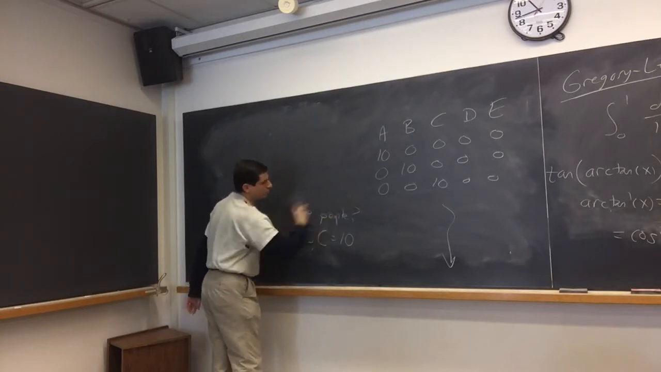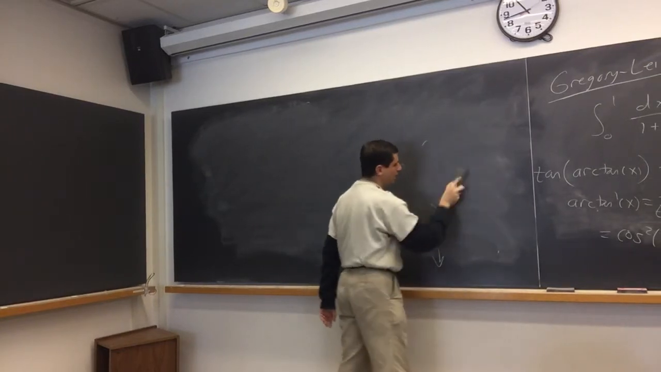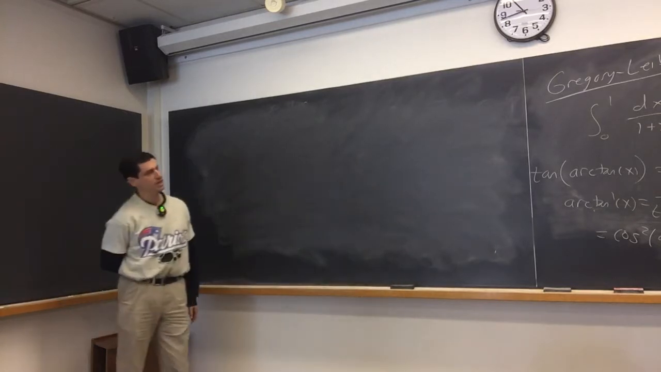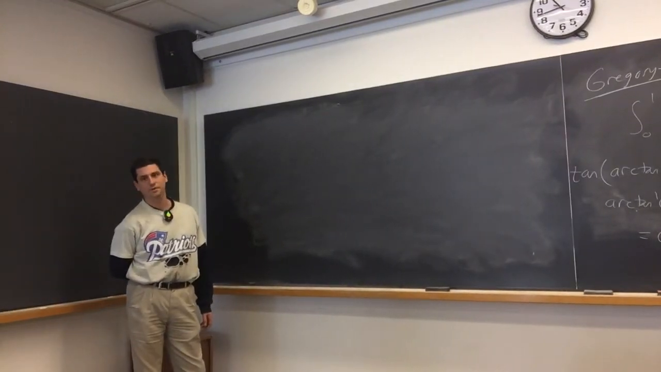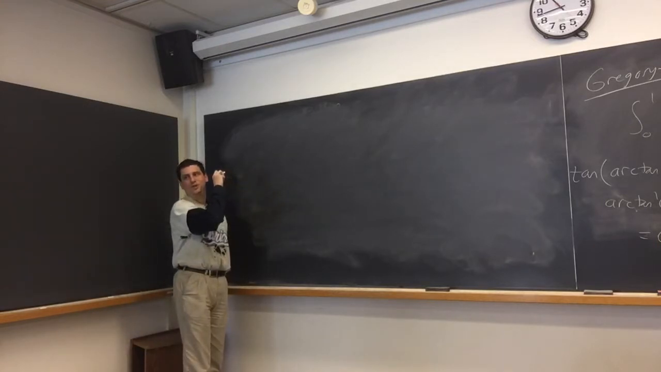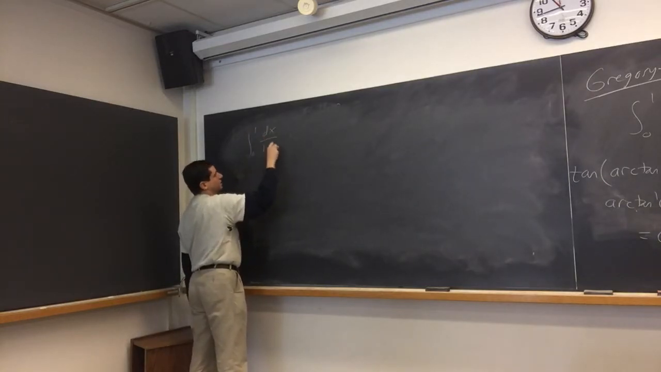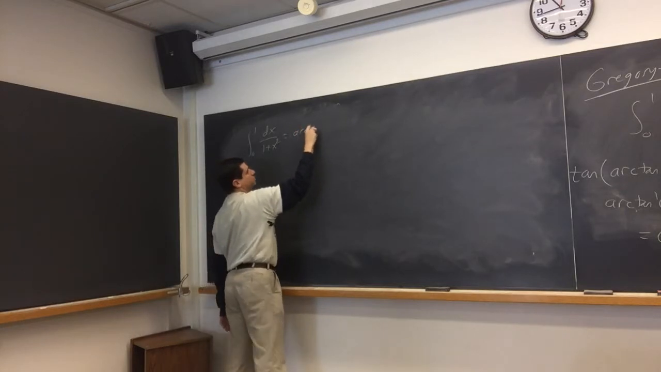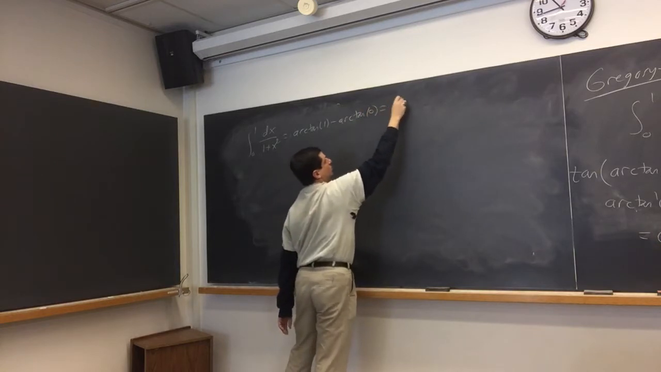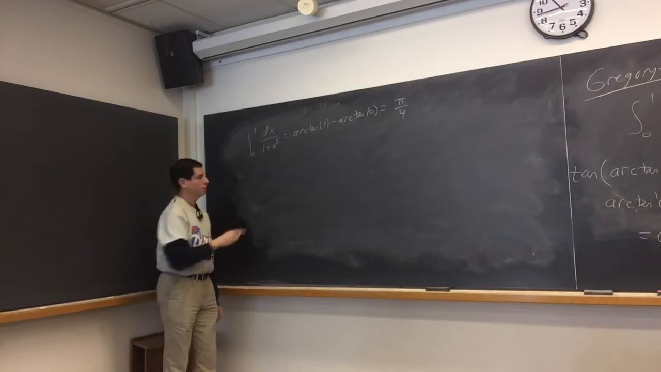All right, so we now know that the integral is going to be arctangent at 1 minus arctangent of 0. What angle has a tangent of 0? 0. And what angle has a tangent of 1? Pi over 4. So the integral from 0 to 1 of dx over 1 plus x squared is going to be arctangent of 1 minus arctangent of 0, which is pi over 4.